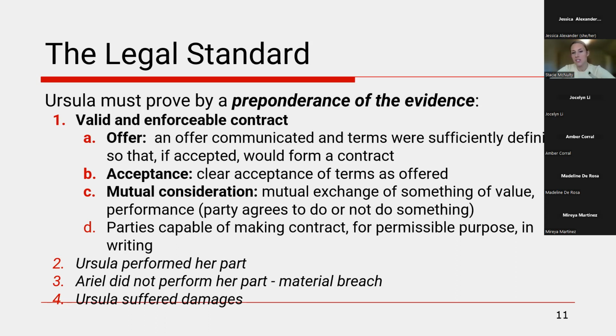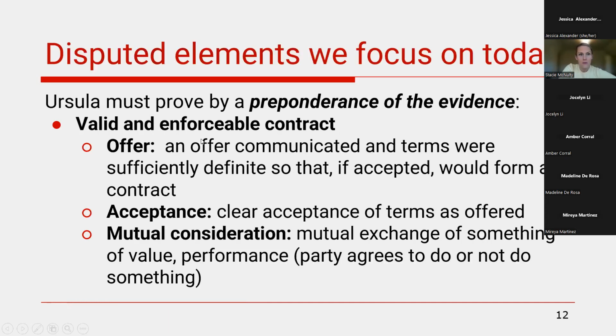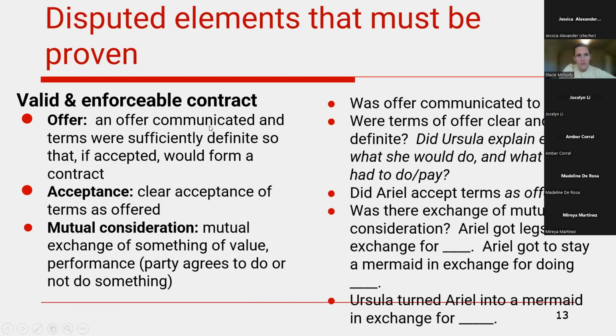So the parties each have to exchange something that's of value. Consideration could be like performance. So you do something. It could be you don't do something that you are allowed to do or could otherwise do. Or some type of value. So we're not going to focus on the legal aspects of all of this, but these are the 3 elements. A, B, and C is what we're going to focus on for our dispute. So I wrote up here just disputed. So Ursula must prove these things.